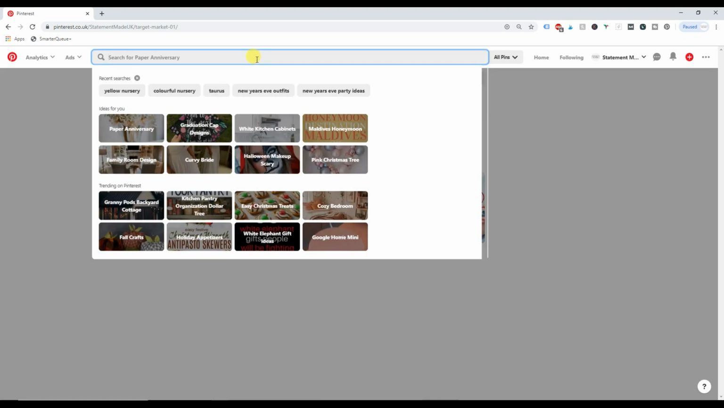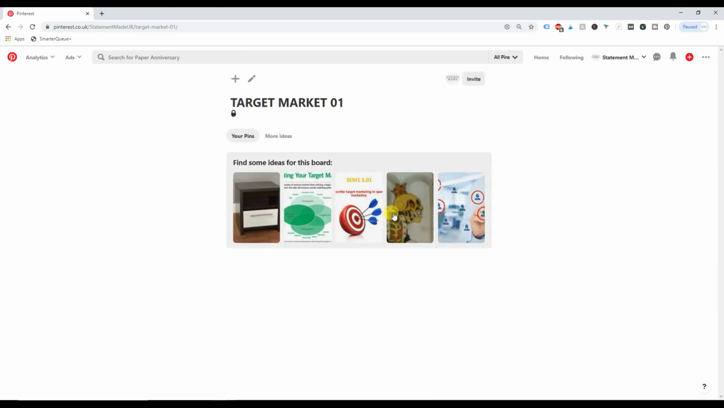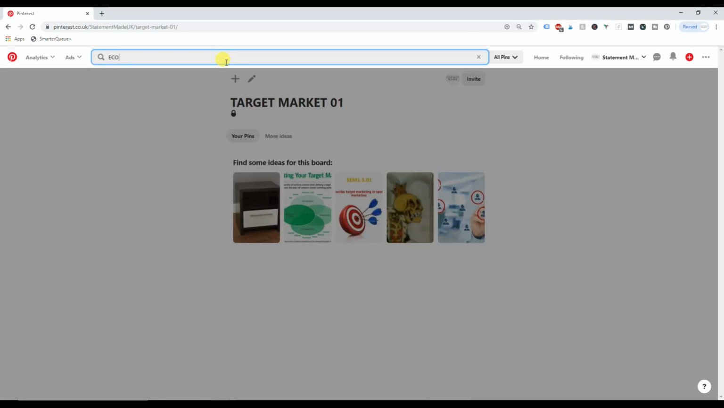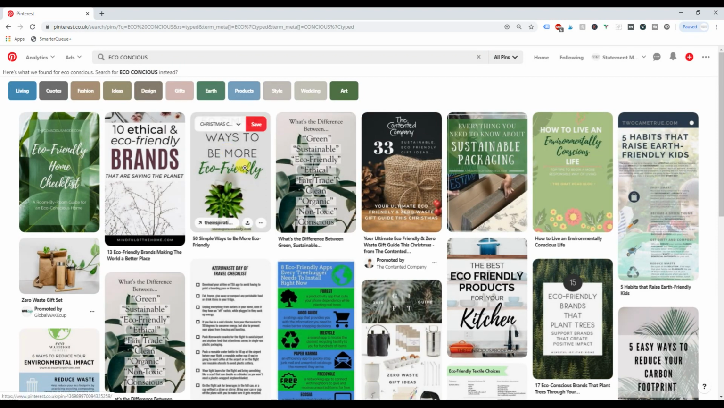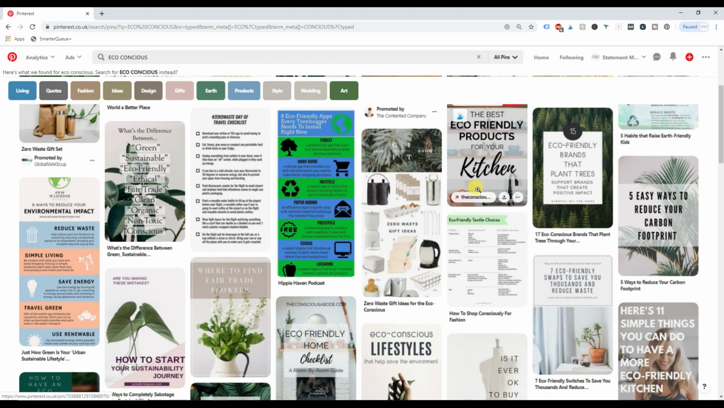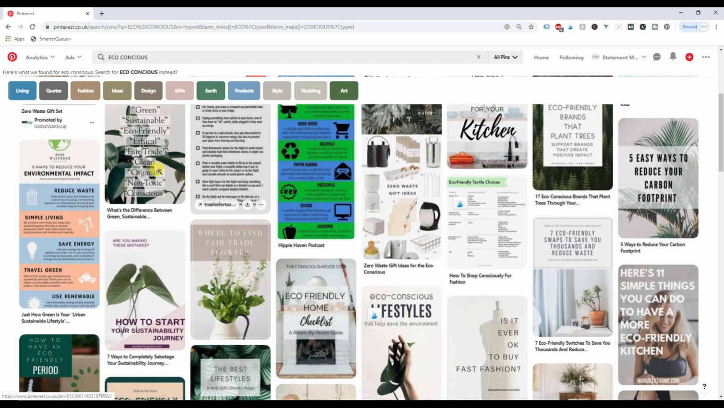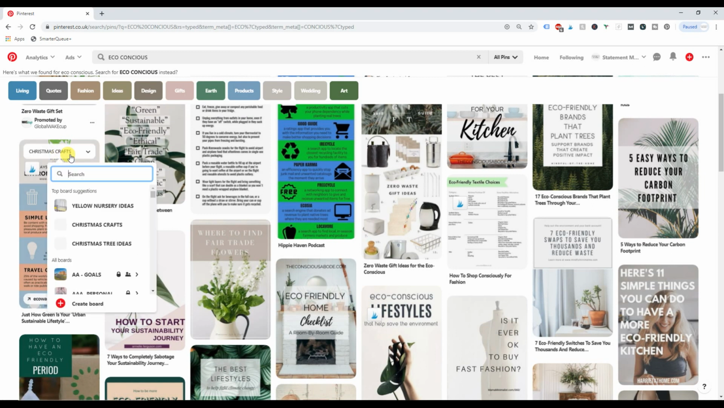Now, what we want to do is to have a jumping off point, a home base. So who would you like to serve with your business? Eco-conscious women. So maybe let's start with eco-conscious and see what comes up. Ethical friendly brands, eco-friendly, this is all more blog posts and things like that, which are a really good resource if you want to educate yourself, I guess. But I'm going to go for this one here.